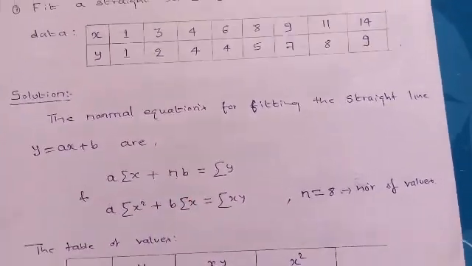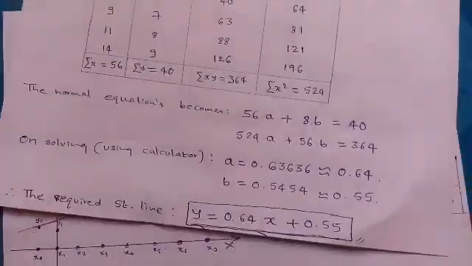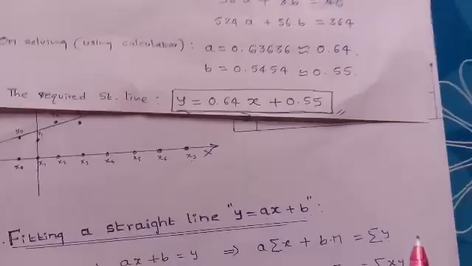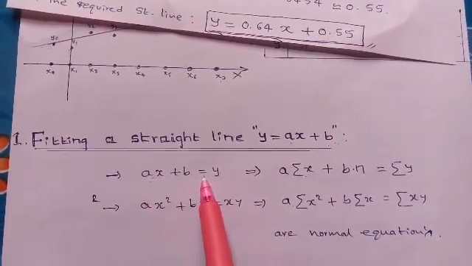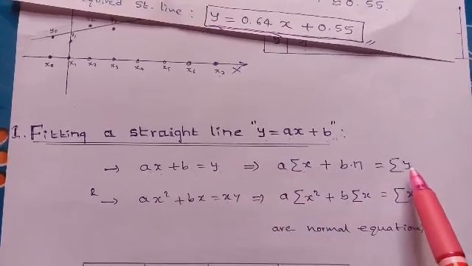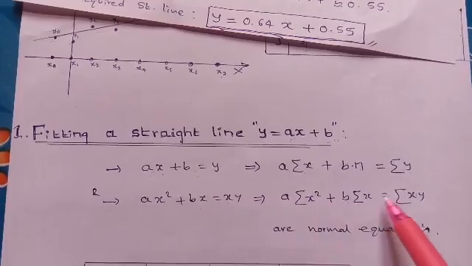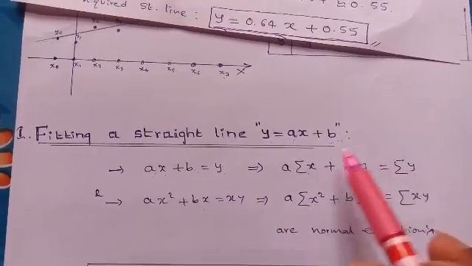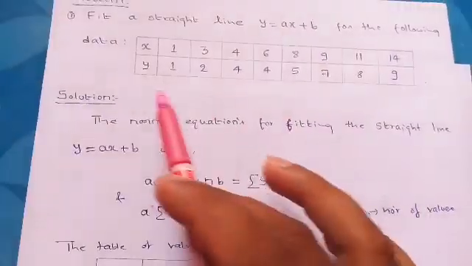It is very simple to derive the normal equations, as I already explained. Just write y = ax + b in the form ax + b = y, put the summation symbol, multiply x throughout the equation, and again apply the summation. You will get the normal equations. So write down the normal equations. Here n means the number of values; there are 8 values, so n = 8.